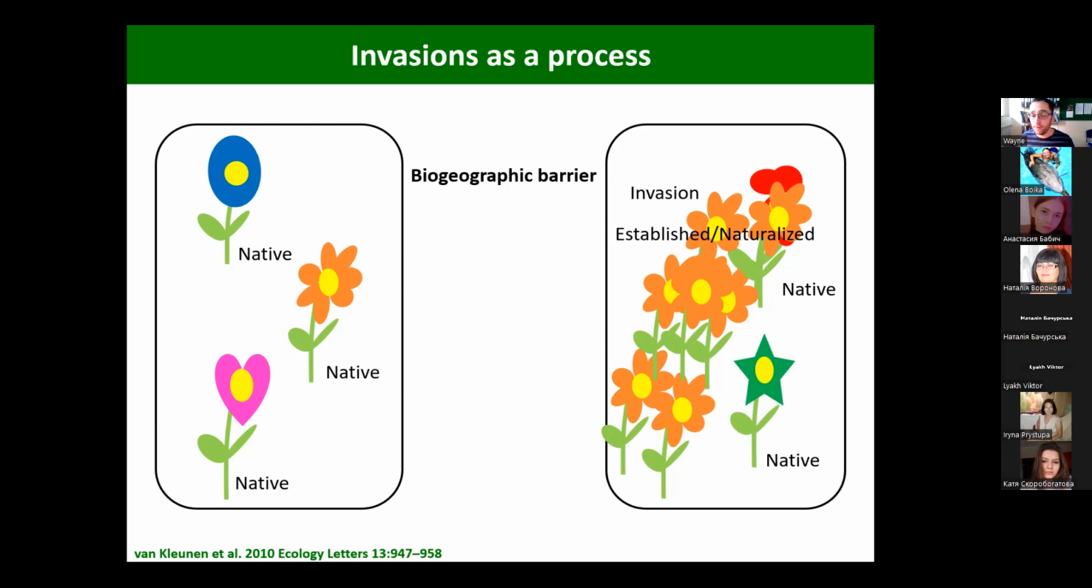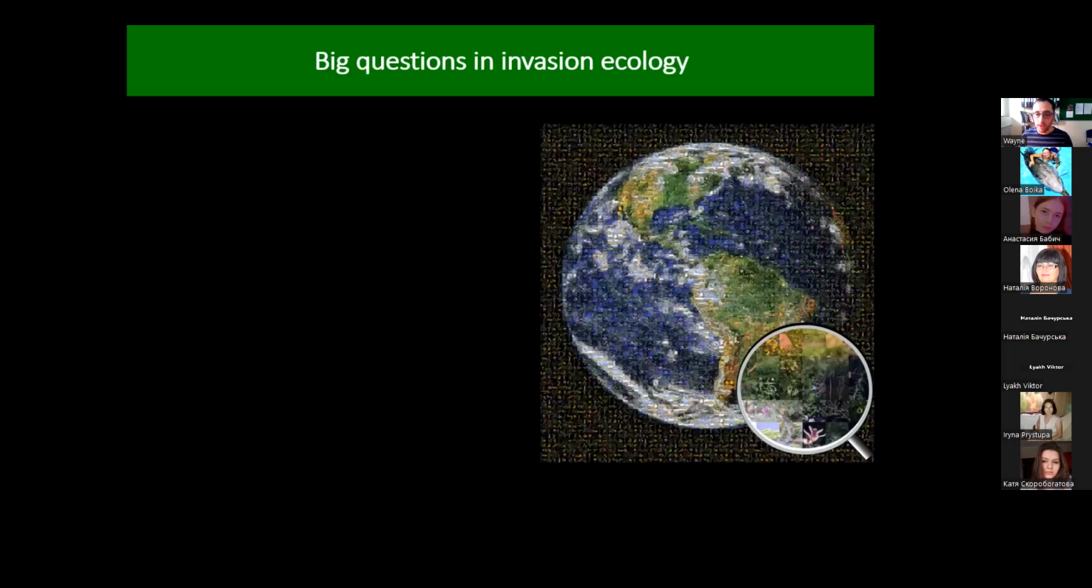So that's the idea of invasions as a process, a bit of terminology, and the fact that we're breaking down biogeographic barriers, and that's leading to this process of invasion at a rate that we've never really seen before. And so that raises some really big questions within the field of invasion ecology. Zooming out to the whole globe, we might be interested in knowing what is the global picture of introduced and invasive species richness. So are there certain places that tend to be hotspots with many species that are establishing after introduction, and why might that be?